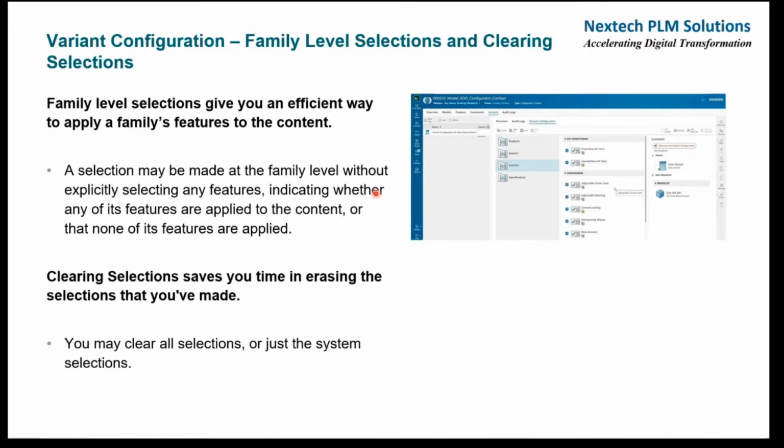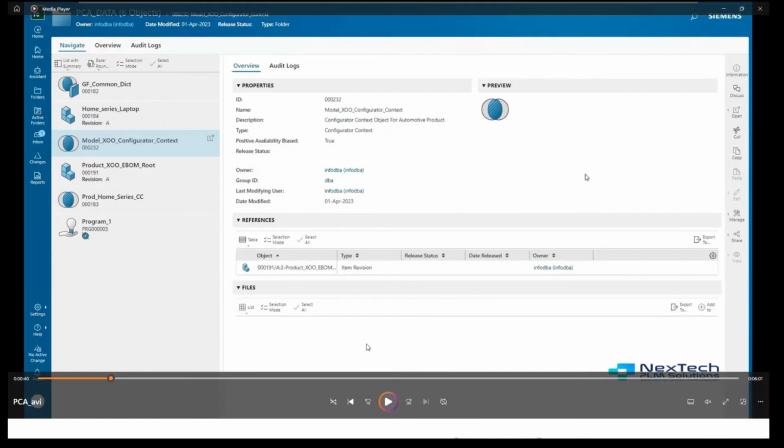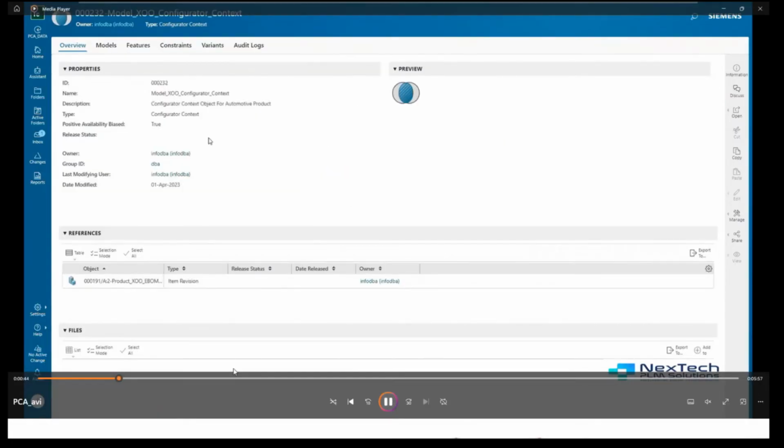With this, we'll quickly see a demo, and then we'll come back to this presentation. So let me bring my demo here. You can see this is my configurator context object. As I was mentioning, this configurator context object is a single source of all the variability data.